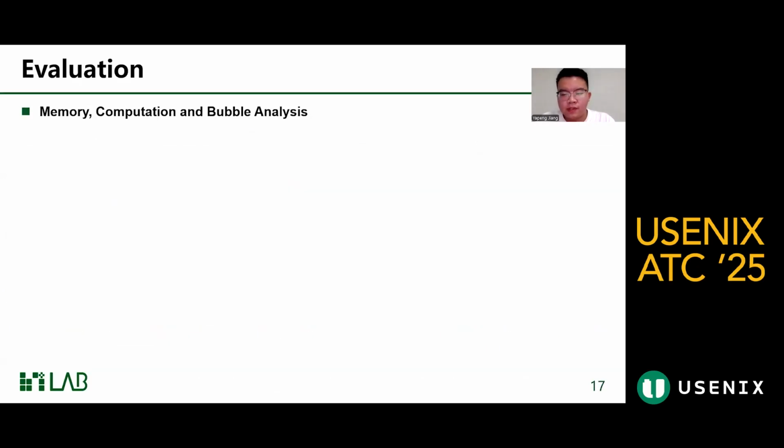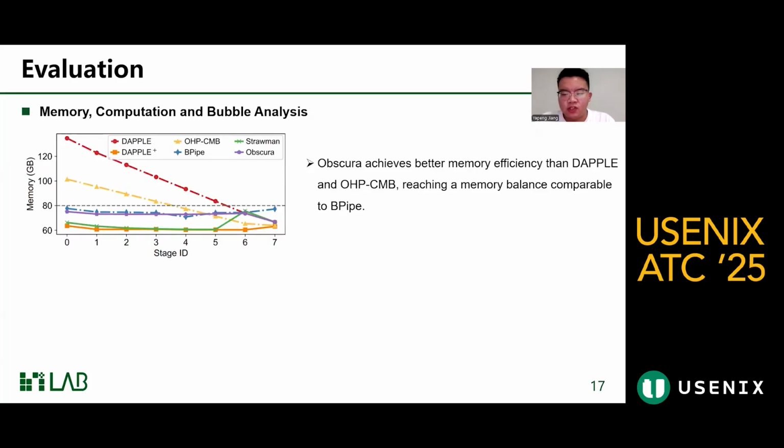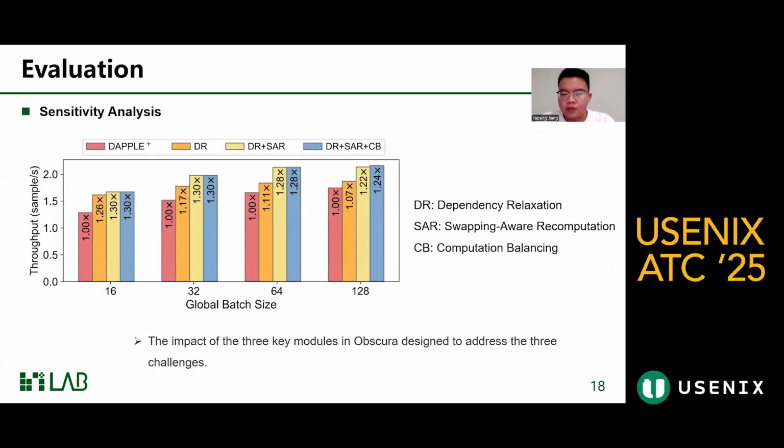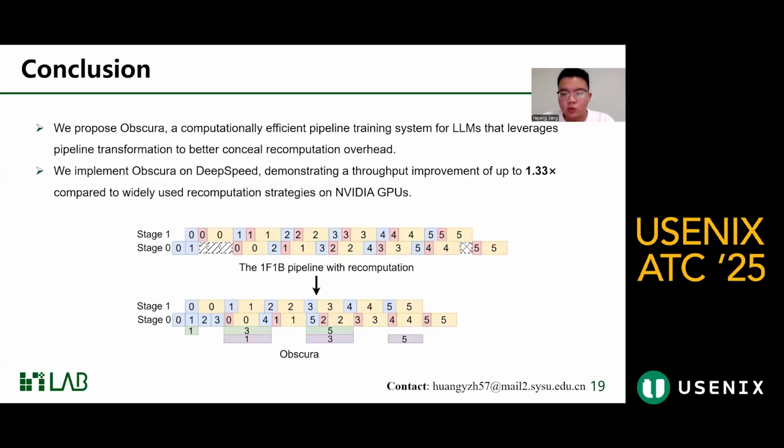About the memory usage, Obscura achieves better memory efficiency than double and OHP-CMB, reaching a memory balance comparable to B-pipe. In addition, we analyze computation time and bubble time, showing that Obscura effectively utilizes pipeline bubbles. With the integration of swapping, it adopts a cost-efficient recomputation strategy, resulting in shorter computation time than double plus. We also conducted experiments to analyze the performance impact of each module within Obscura.